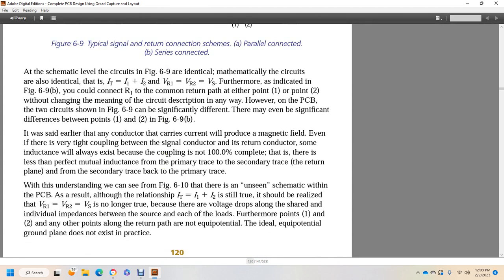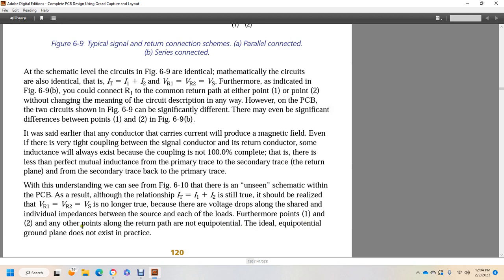It was said earlier that any conductor carrying current will produce a magnetic field, even if there's tight coupling between a single conductor and return conductor. Some inductance will also exist, because the coupling is not 100% complete. That is, there is less than perfect mutual inductance from the primary trace to the secondary trace, and the return plane from the secondary trace back to the primary trace. With this understanding, we can see in figure 6-10 the unseen characteristic of the PCB. As a result, IT equals I1 plus I2 is still true. It should be realized that VR1 equal to VR2 equal to VS is no longer true, because of voltage drops in series with the individual impedance between the source and each of the loads at points 1 and 2 and other points along the return path, which are not equal potential points.